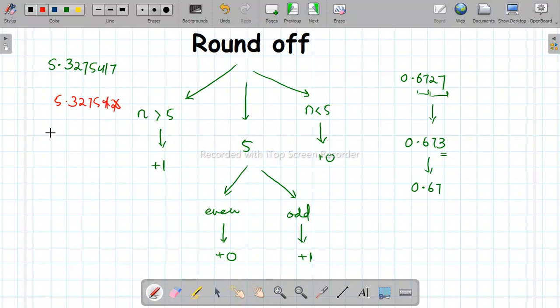Then we have a 5 here. And in the case of 5, we saw earlier that we then check whether the number before it is even or odd, right? If it is odd, then 1 gets added to it. If it is even, then it remains as it is, and just the 5 vanishes. Okay? Here we have 7 before the 5. 7 is an odd number. So when the 5 vanishes, 1 gets added to it and the 7 becomes 8.